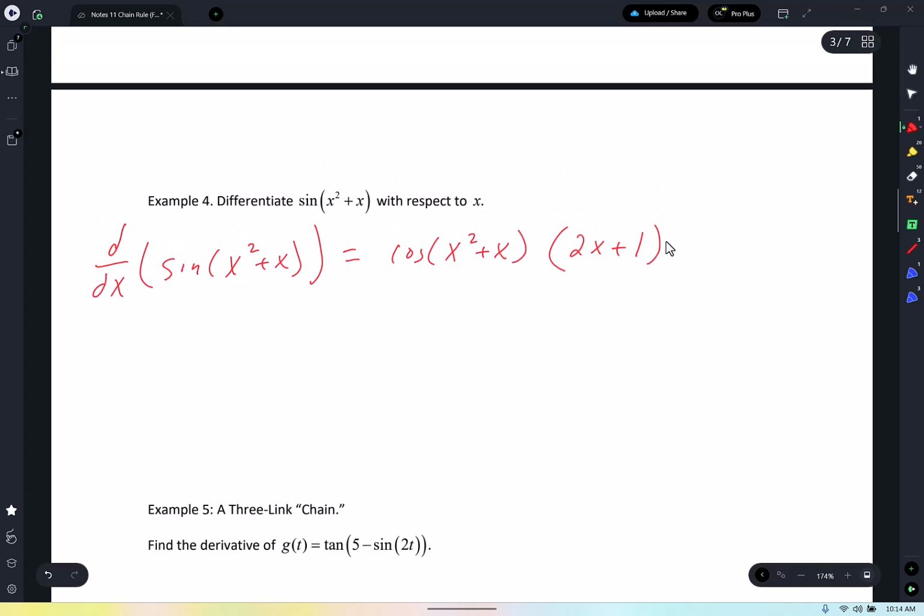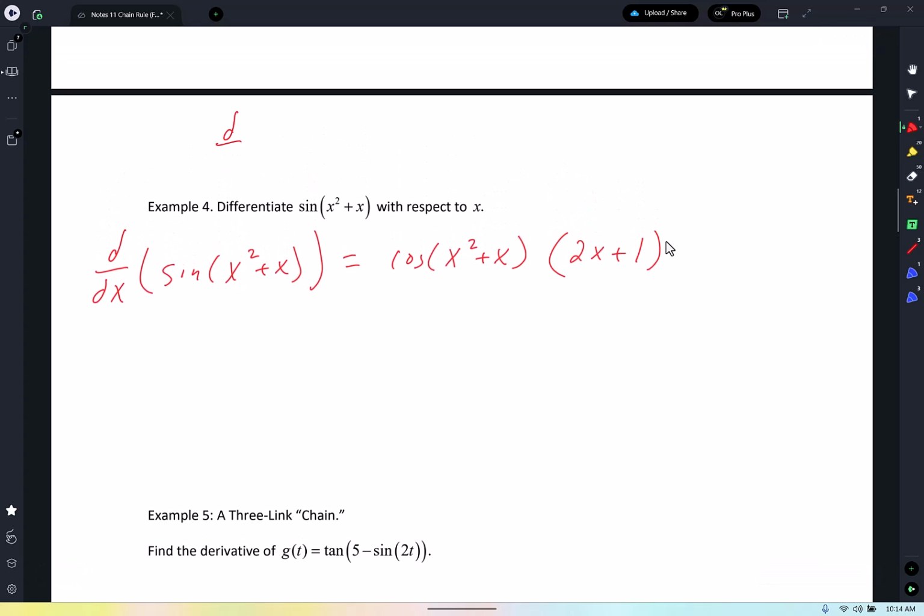Done. That's it. In case you're wondering, have we always done it? You always have. You just didn't know it. Look, derivative of sine x, cosine x, times the derivative of the inside times 1. The derivative of x is 1, but you usually don't show it. See? Cool or not cool?